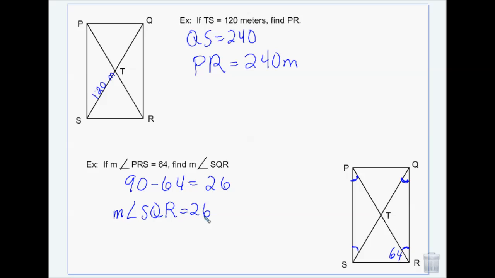And then all the other angles, all the red angles would be 64.